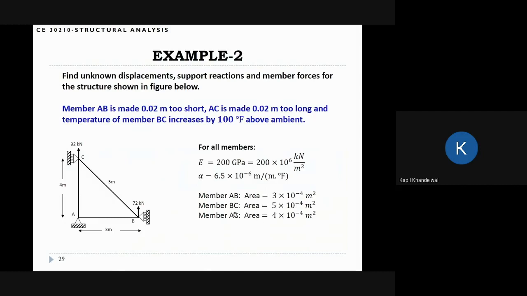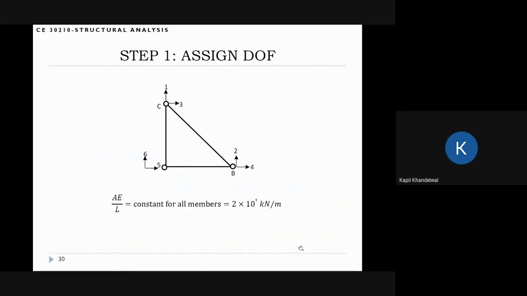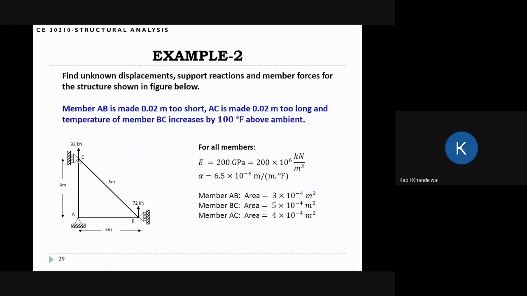Some properties are given to us. E is given, alpha, the coefficient of thermal expansion, is given, and the member areas are given. And again, the first step is to discretize the system and assign the degrees of freedom. So we discretize in this case into 3 members, and I label the degrees of freedom. You can see that I'm labeling the free degrees of freedom first. If you think very carefully, there are only 2 free degrees of freedom in this case.